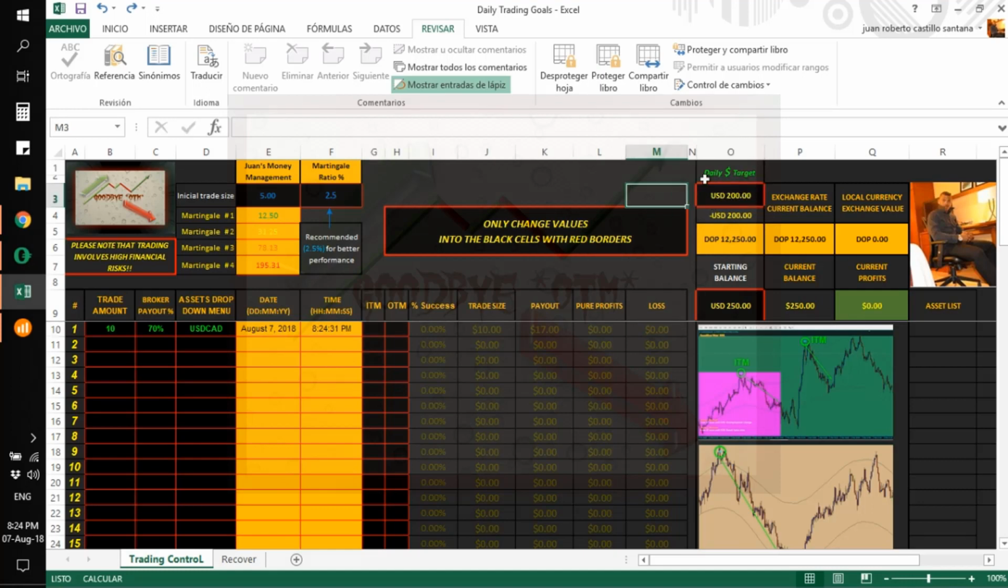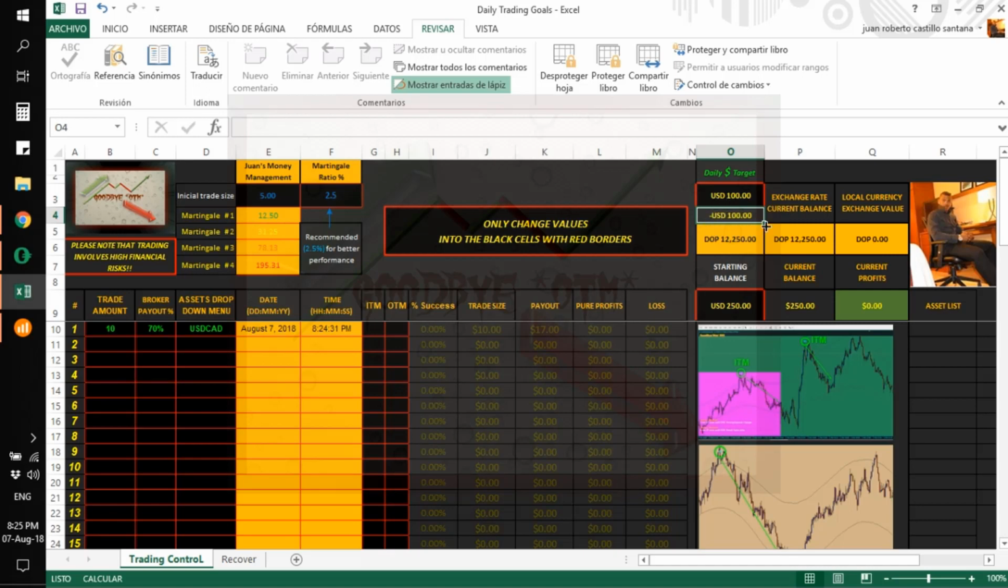Right here you will see the daily target. All you have to do in this section is just place the daily target that you would like to have on your trading session. For example, let's say that we're looking for a $100 daily target based on this $250 initial investment. All you have to do is just place your daily target right here. And right below here it says that you're under 100. It's because that's your target.